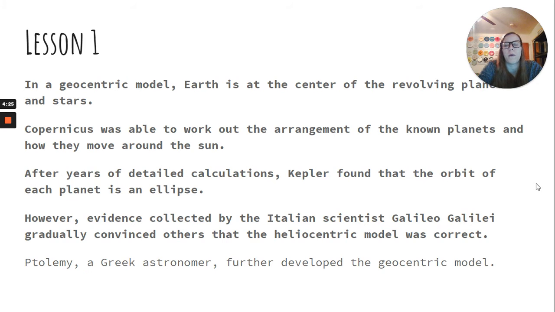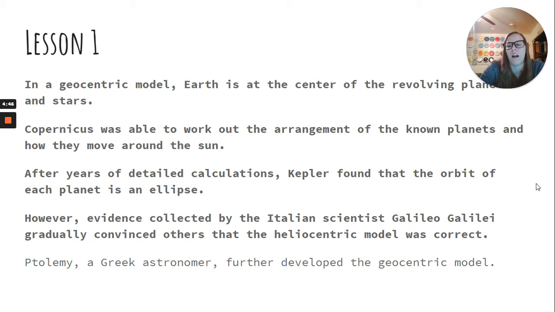So, what from lesson 1? In a geocentric model, Earth is at the center of the revolving planets and stars. Copernicus was able to work out the arrangement of the known planets and how they move around the sun. After years of detailed calculations, Kepler found that the orbit of each planet is an ellipse, remember that oval shape.